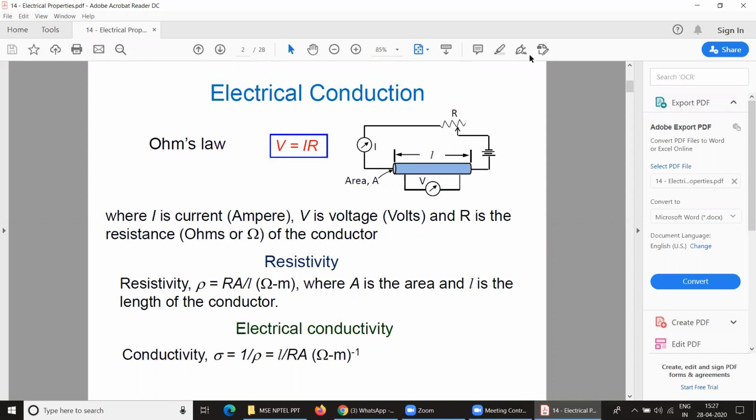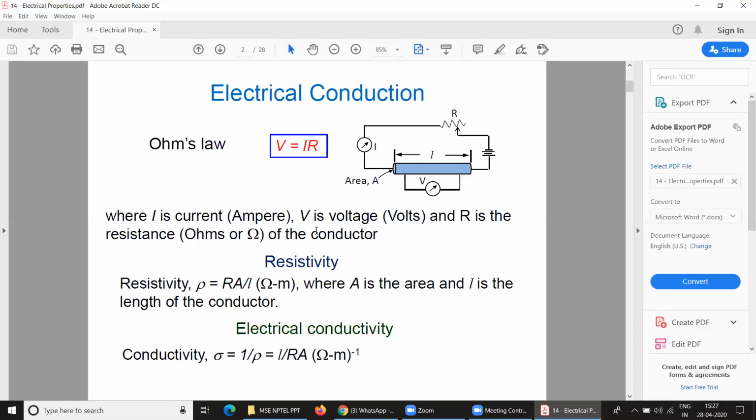And Ohm's law is V equals IR. You can see the circuit here, where I is the current in amperes, V is the voltage in volts, and R is the resistance, expressed in ohms, this is the symbol of ohm, of the conductor.